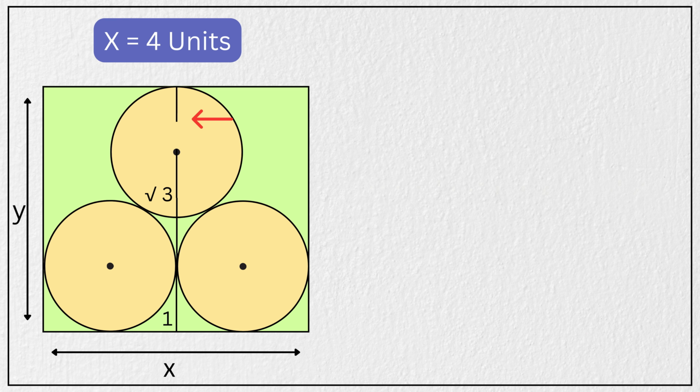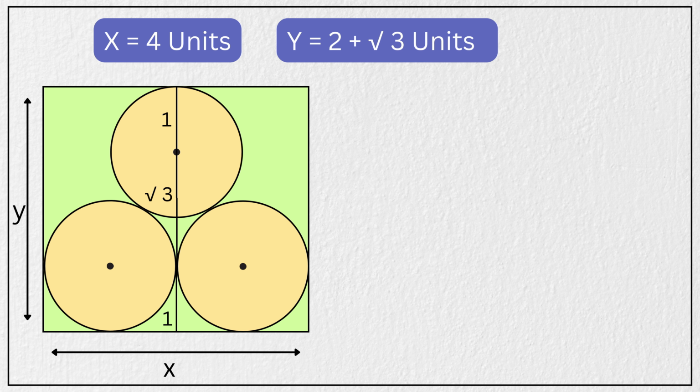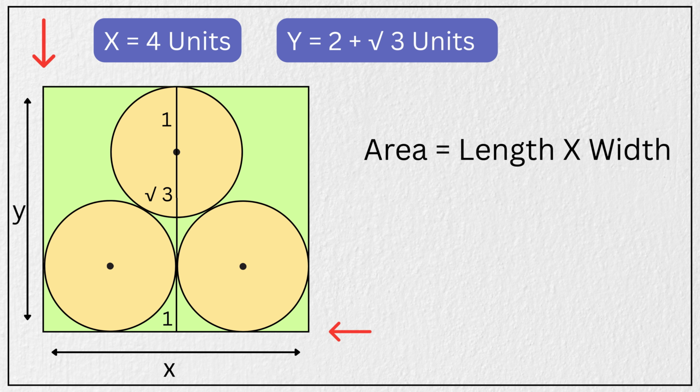Again, this line from top to the center of this circle represents the radius. So this also must be 1 unit, right? Now notice anything? This total vertical length y of this rectangle is made up of 3 parts. This one radius on the bottom, which is 1 unit, plus this height of the red triangle, which we calculated as square root of 3, and 1 radius on the top, which is again 1 unit. So y must equal 1 plus the square root of 3 plus 1, or simply 2 plus the square root of 3. Now substituting the values of x and y into our area expression.